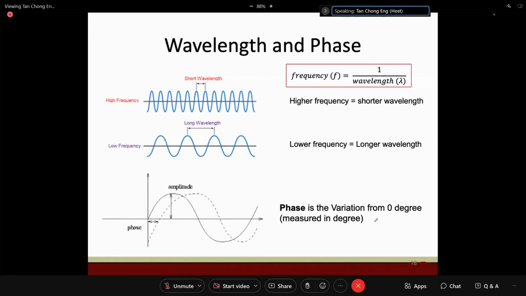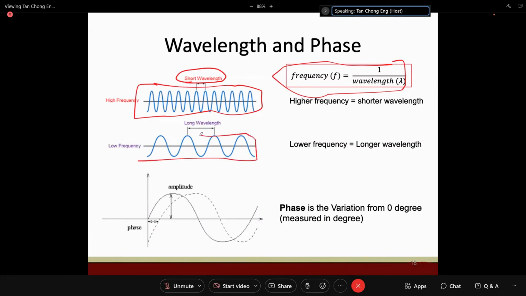And of course, frequency can also be related to the wavelength. So the relationship of frequency to wavelength is actually the same. 1 over wavelength is actually the frequency. So what is a wavelength? Wavelength is the length of a wave. The higher the frequency, the shorter the wavelength. This is high frequency, you can see from this diagram here. This one is a high frequency, that's why the wavelength is always shorter, short wavelength. So this is the lower frequency. Low frequency, your wavelength is going to be longer.